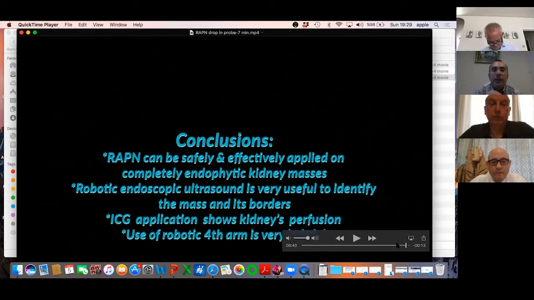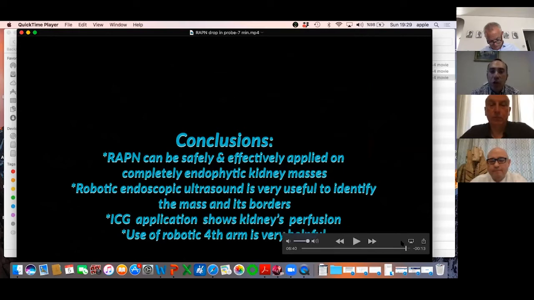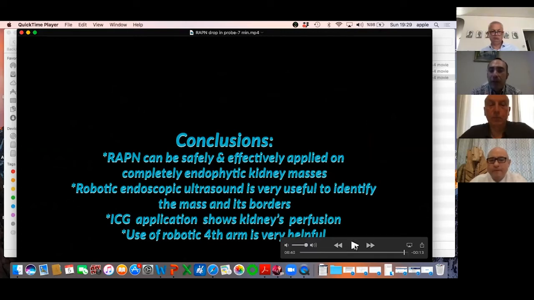We concluded that robotic partial nephrectomy can be safely and effectively applied on completely endophytic kidney masses. Robotic endoscopic ultrasound is very useful to identify the mass and its borders. ICG application shows the kidney's perfusion, and use of the robotic fourth arm is very helpful. I would like to thank you very much for your attention. I'm ready for the questions.